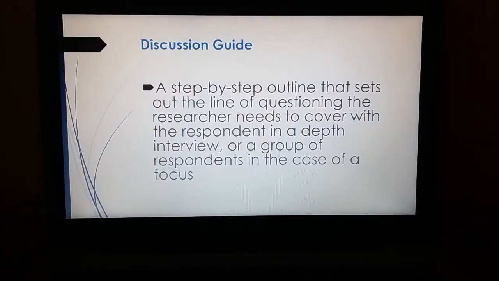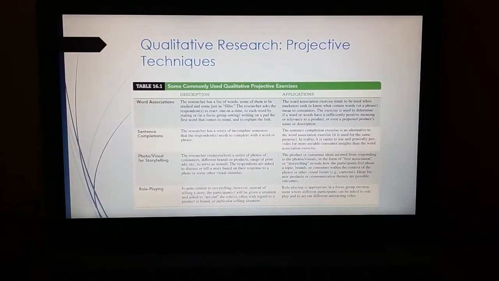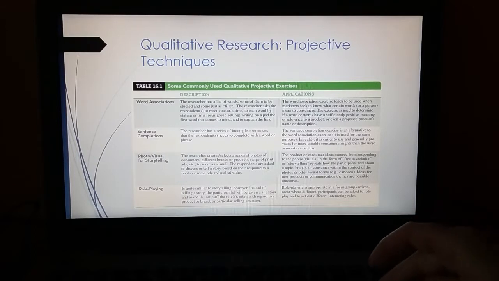There's also usually a discussion guide. It's a step-by-step outline that sets out the line of questioning the researcher needs to cover, with people in depth, and what the actual focus is that you're looking for. Okay, so again, this is a nice little chart that's in the book with some ideas that some people might use during the qualitative research process.